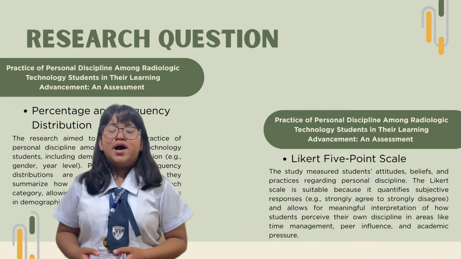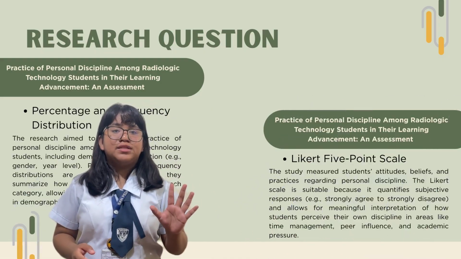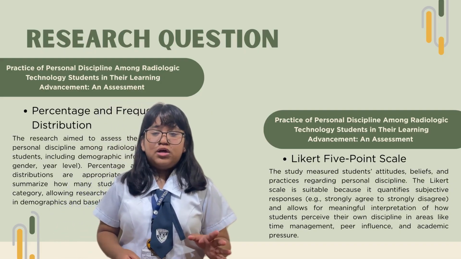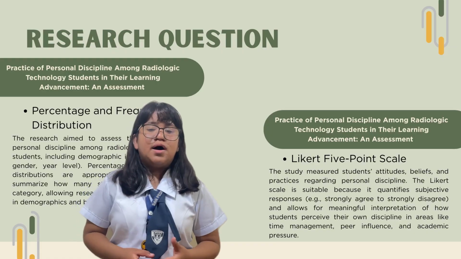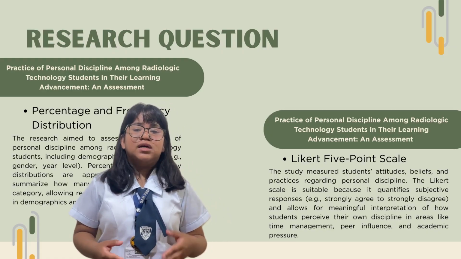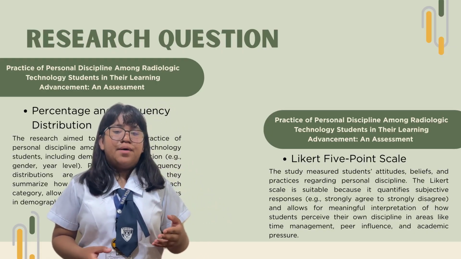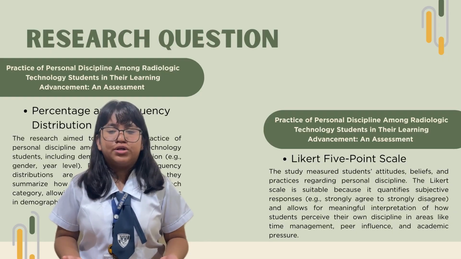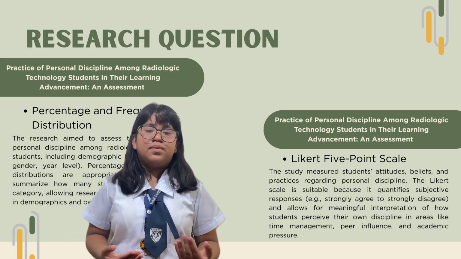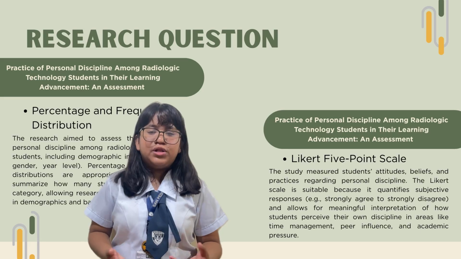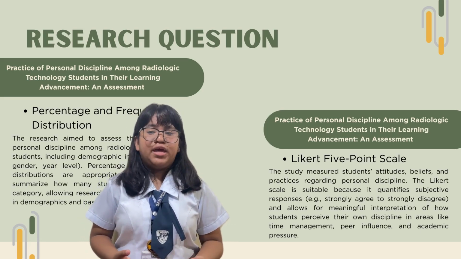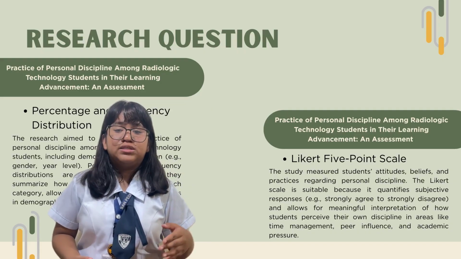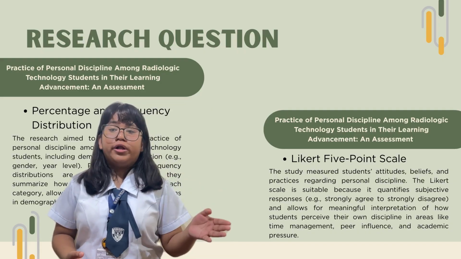Second, we have the Likert 5-point scale. The Likert 5-point scale was used to assess students' personal discipline in areas such as time management, peer selection, and handling academic pressure. Students responded to statements like, I am capable of doing the task all the time, or I make plans to improve my decision making, on a scale from strongly disagree to strongly agree.